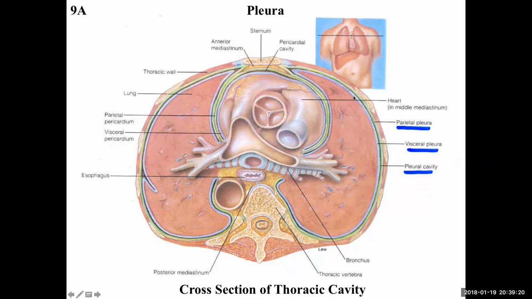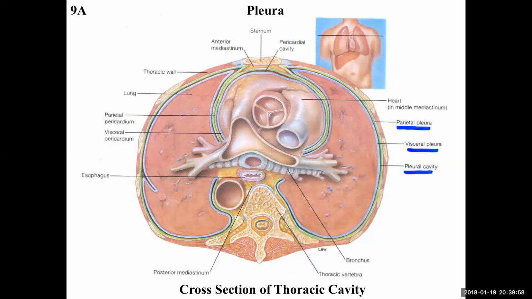We can use a simple model of putting our finger into a balloon. When we push our finger in, the part of the rubber that adheres to your finger is the visceral, and then there's a space, and then the rest of the balloon rubber represents the parietal pleura. So you have the parietal and the visceral, and the pleural cavity is a potential space, in other words, a possible space for fluid.